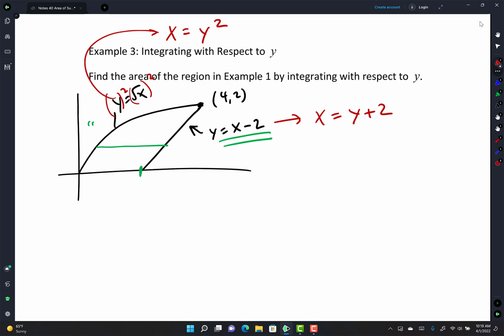Are we still okay? Now remember, we're doing dy's, so I don't look at the x-axis. All these are dy's. I'm going from 0 all the way up here, and that number is 2. Is everyone okay with that?